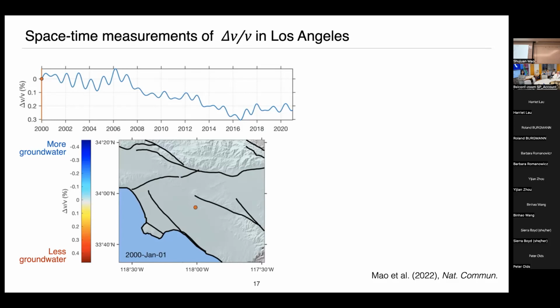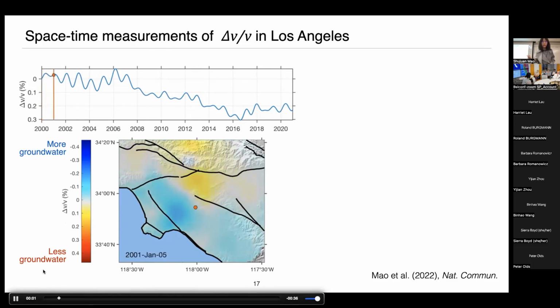I'm going to play a small movie to show you the delta V over V measurements everywhere in this map. You are going to see bluish color corresponding to more groundwater and reddish color corresponding to less groundwater. The detailed features in this movie I will discuss later in my talk. Just here you can see a general change from bluish color at early stage, gradually changing into reddish color, corresponding to an overall decline of groundwater in the study area.